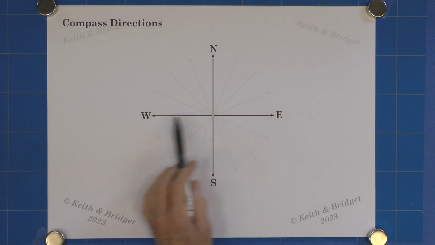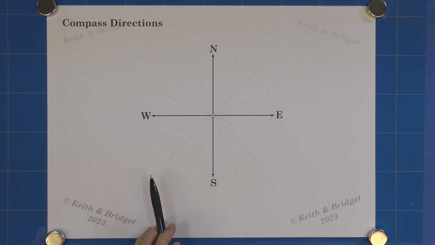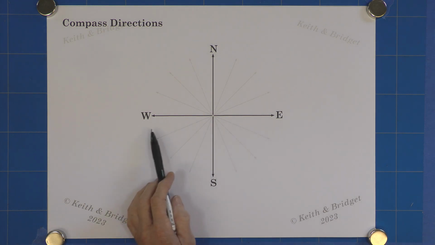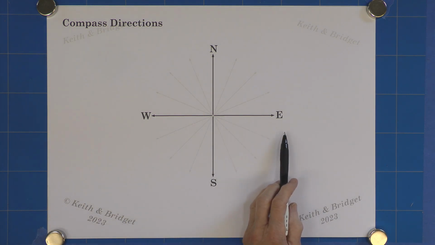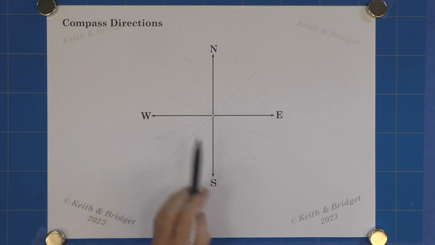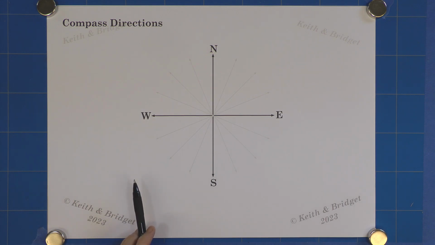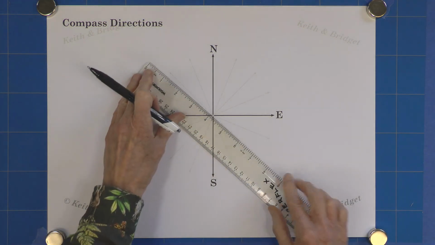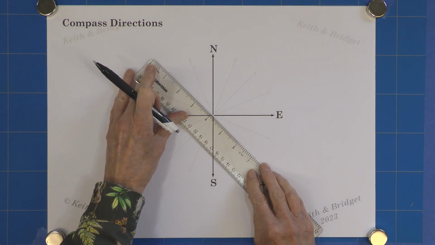The other principal direction is east and west, at right angles to the north-south line. You must be careful that you do not get these two mixed up. East is always this side, west is always this side. If you get them mixed up, then the rest of the directions can get very confusing. So make sure you know those two. After that, we can consider some of the subdivisions. So let's look at the first lot of subdivisions.